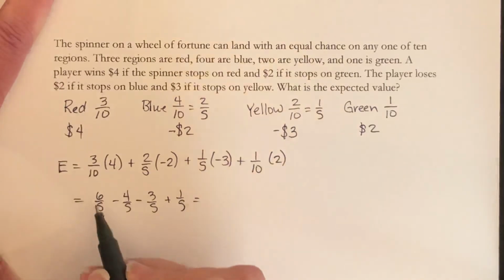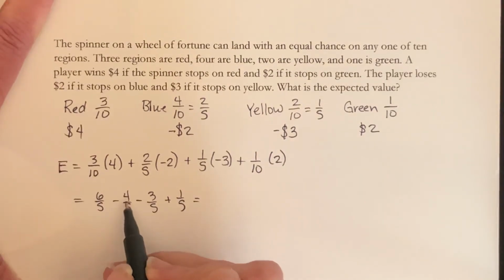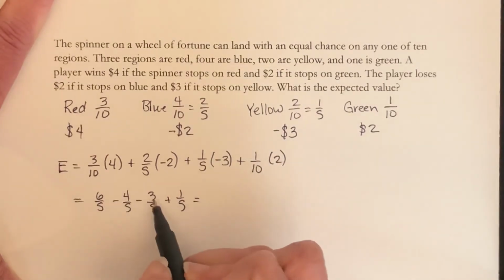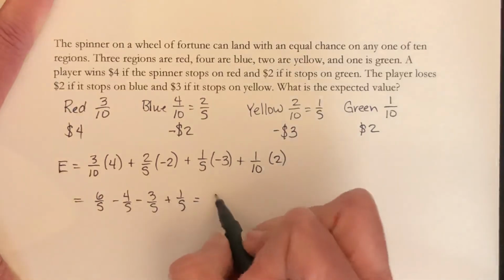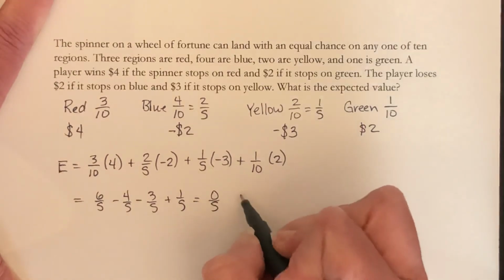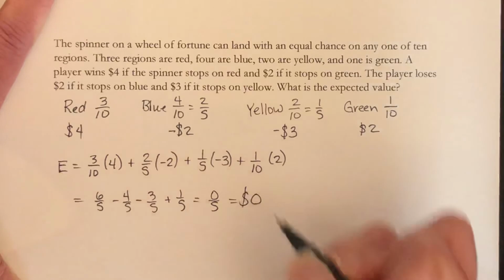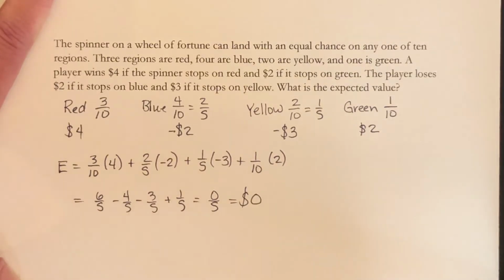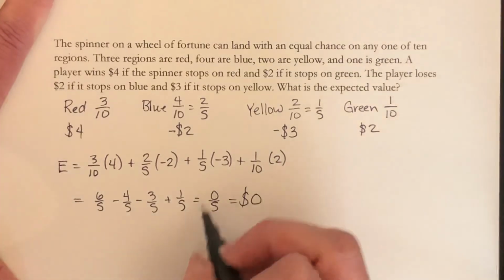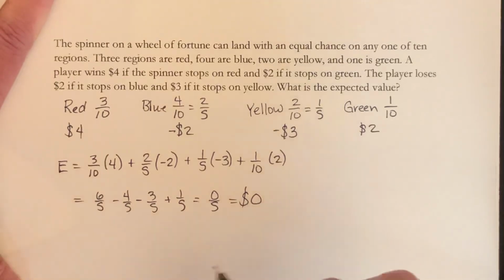which ends up giving you 6 minus 4 is 2, 2 minus 3 is negative 1, negative 1 plus 1 is 0, so 0/5, which is just 0. So the expected value here is 0, so you would expect to break even over the long run.